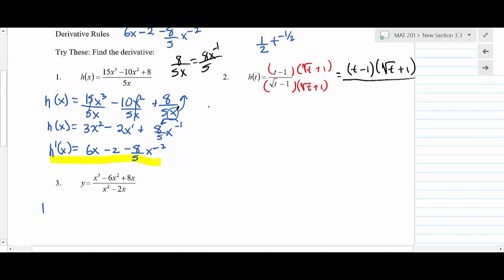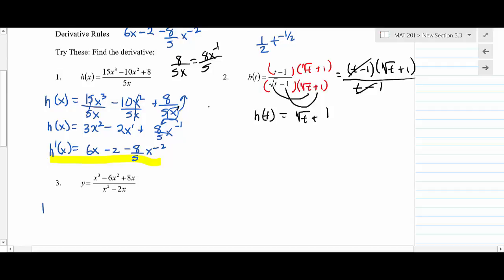Now the denominator, you want to just do this in your head. Square root of t times square root of t is what? t. Negative 1 times 1, negative 1. Okay, if you got a conjugate, you want to do that real quick and efficiently. Okay, that crosses that out, so that means that h of t is going to just be left with square root of t plus 1.